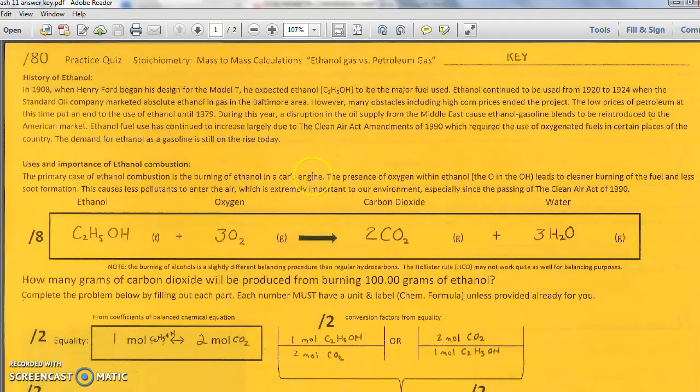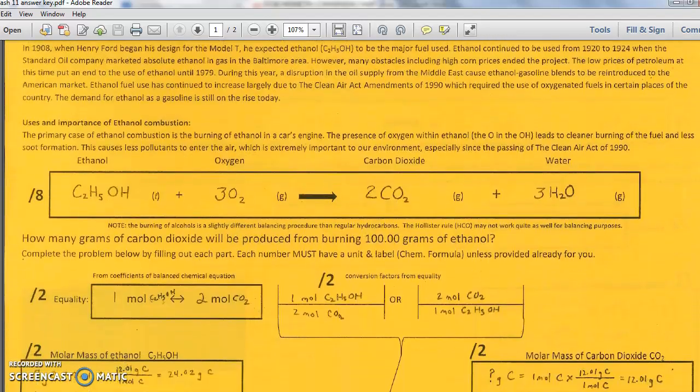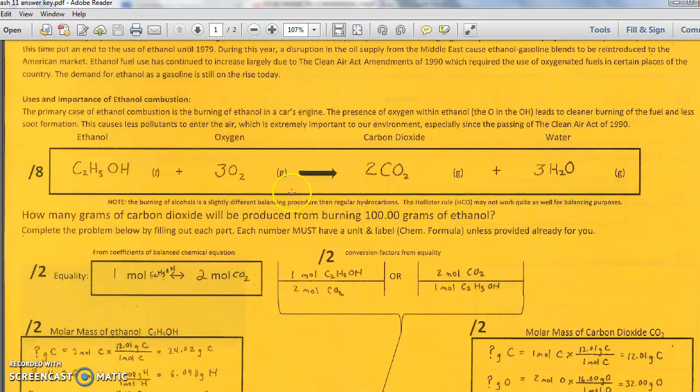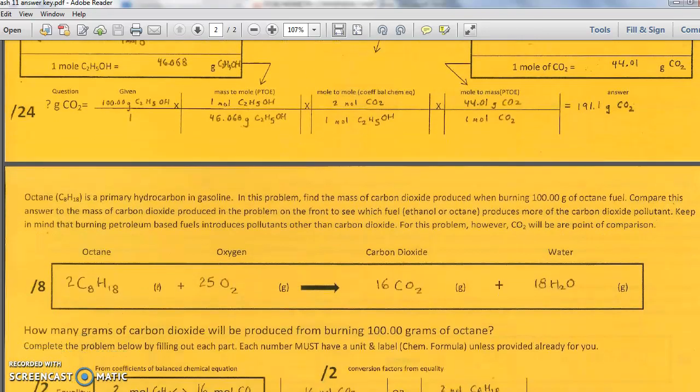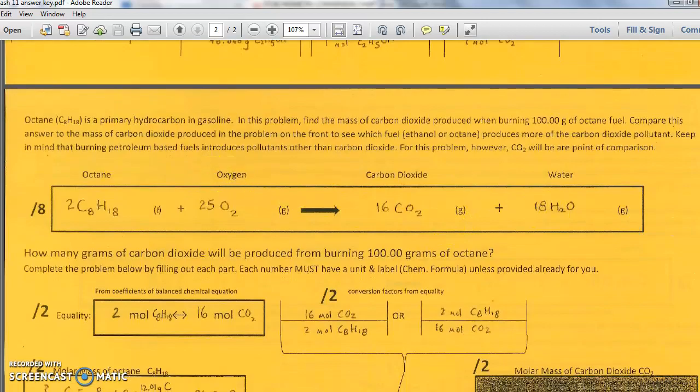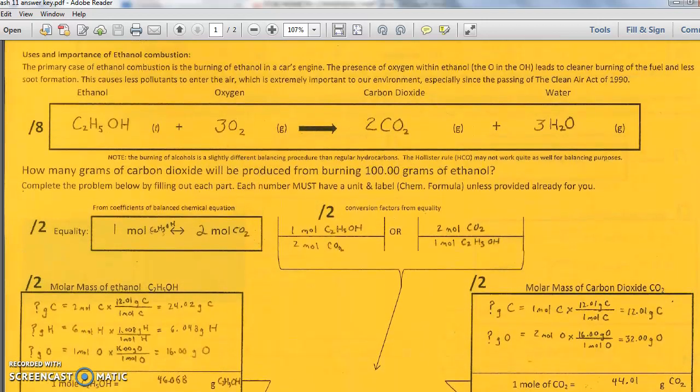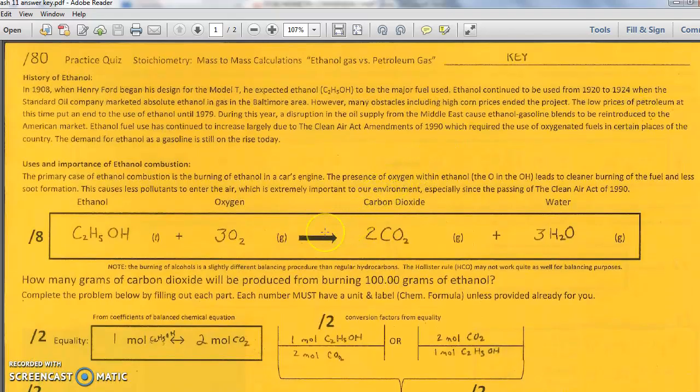9-11 begins with a problem about looking at the difference between burning ethanol as a fuel and burning gasoline, octane, as a fuel. In this very first problem, what we are doing is trying to find out how many grams of CO2, a pollutant, would be produced by burning 100 grams of ethanol. And we're going to compare that to find out how many grams of CO2 is produced from burning 100 grams of octane.